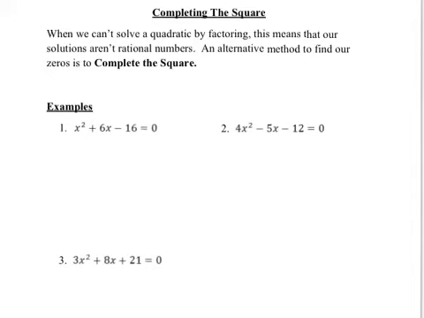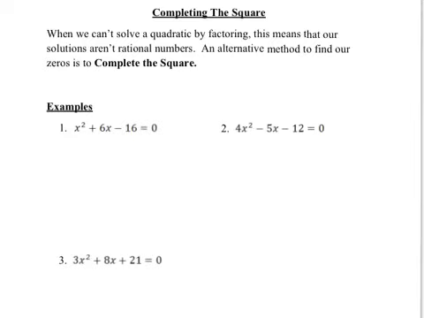So today let's talk about completing the square. Now, when we can't solve a quadratic by factoring, this often means that our solutions aren't rational numbers, so they're radicals, or even they could be imaginary values. So an alternative method to solving for our zeros is to complete the square.